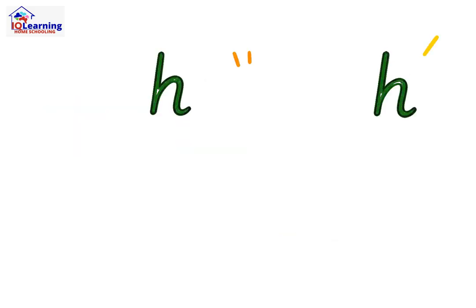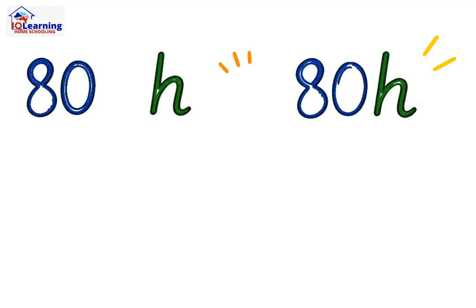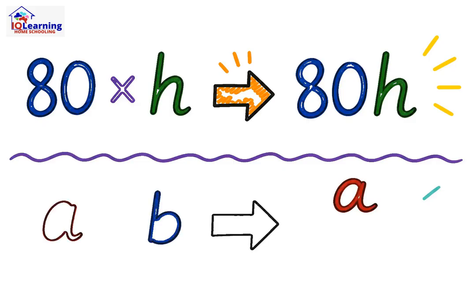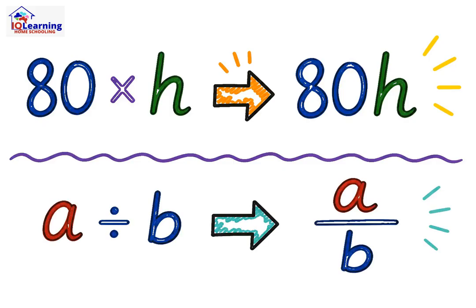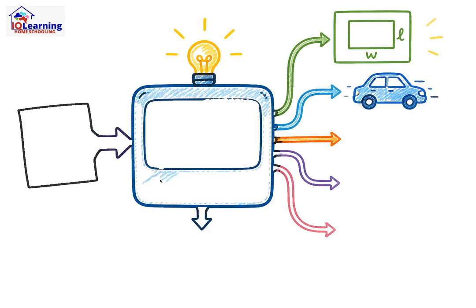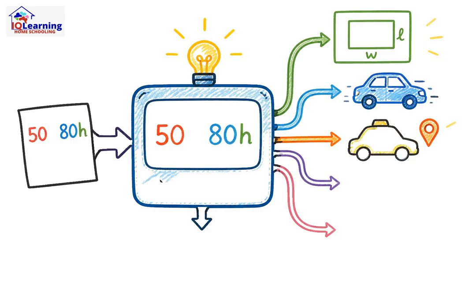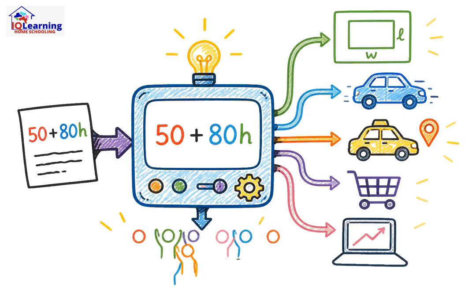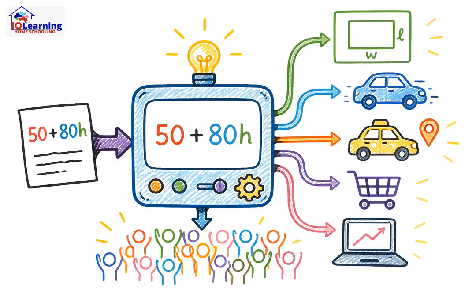Algebra also has its own shorthand to be more efficient. We hide multiplication signs, so 80 times h just becomes 80h. We use a fraction bar for division. This specialized grammar lets us build powerful rules or formulas that are programmed into the world around us. The area of a rectangle, the speed of a car, the fare on a taxi app, all are driven by simple algebraic expressions. It's the language we use to give a machine one rule that can solve a million different problems.